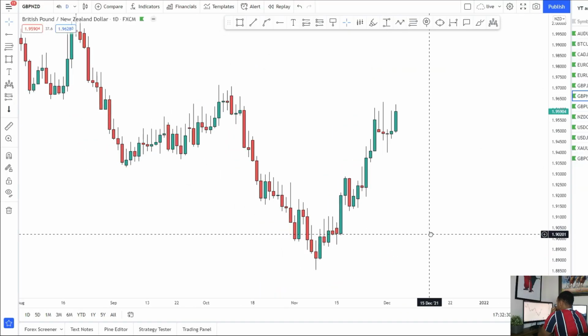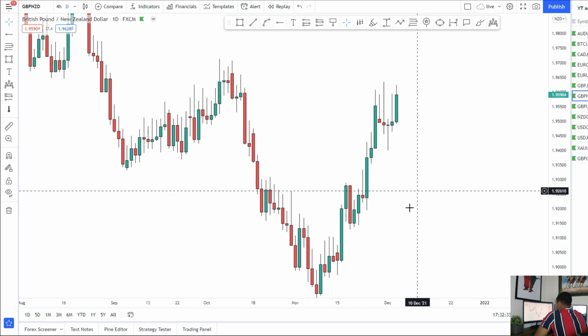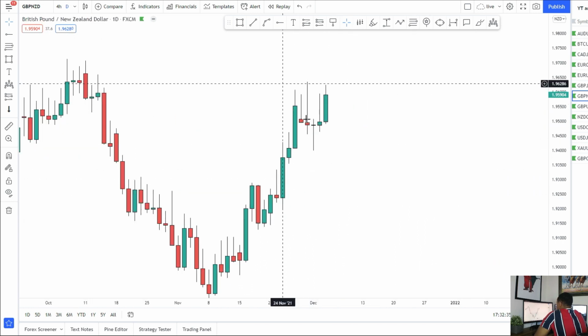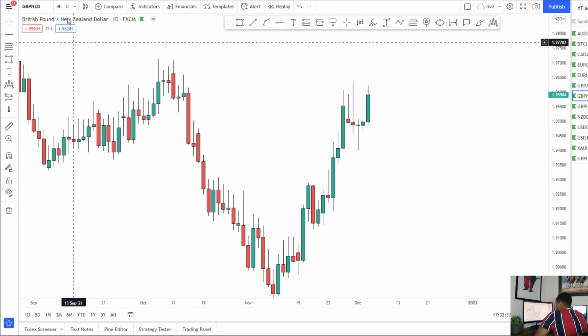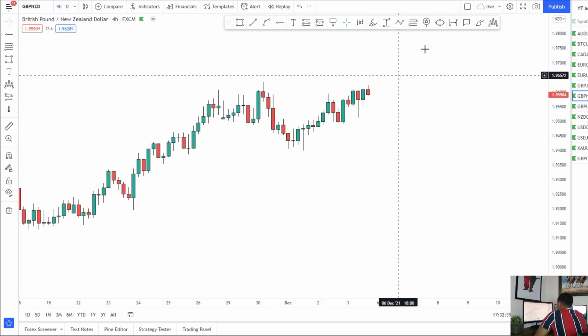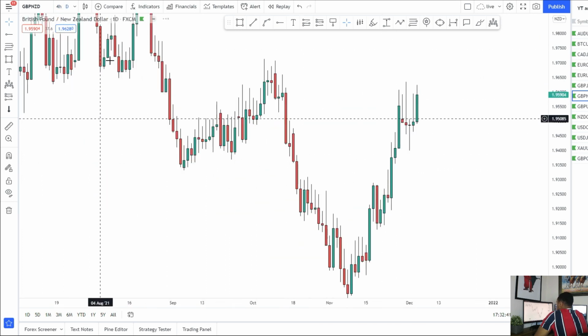Okay, so now I'm going to move on to pound NZD. So pound NZD, as you can see, still looking bullish there. Slight retracement, but price is still looking like it's continuing. You see that in the 4H. Slight retracement, but price is still very much in that bullish trend.